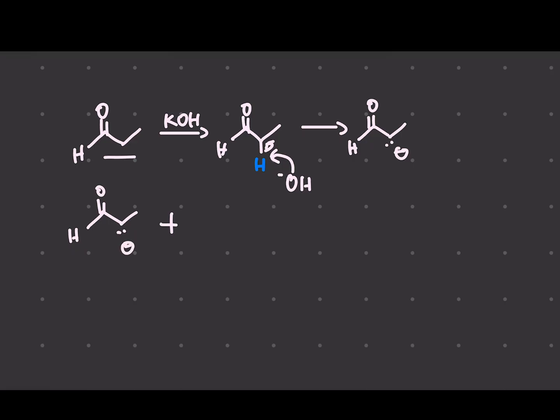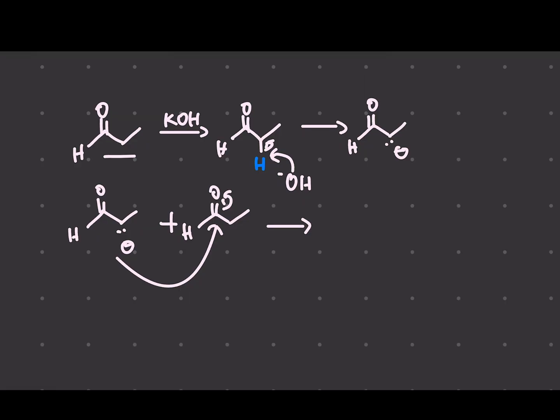And then what is going to happen next is that this enolate ion is going to come in and react with another aldehyde at the carbonyl carbon, breaking the double bond. And this is going to give us our aldol addition product. And it is going to look like this.